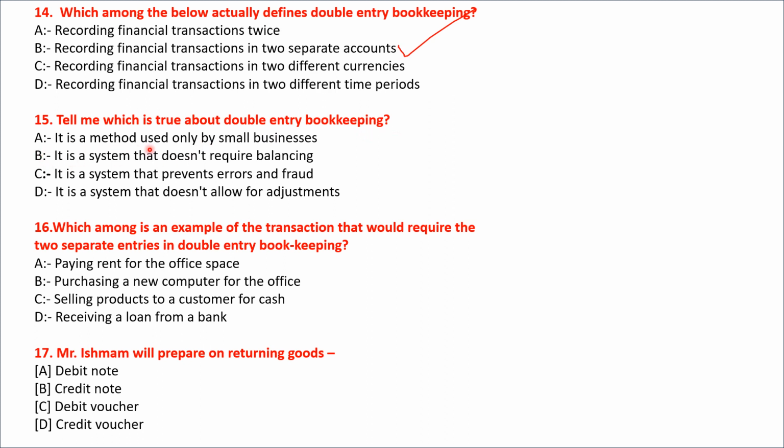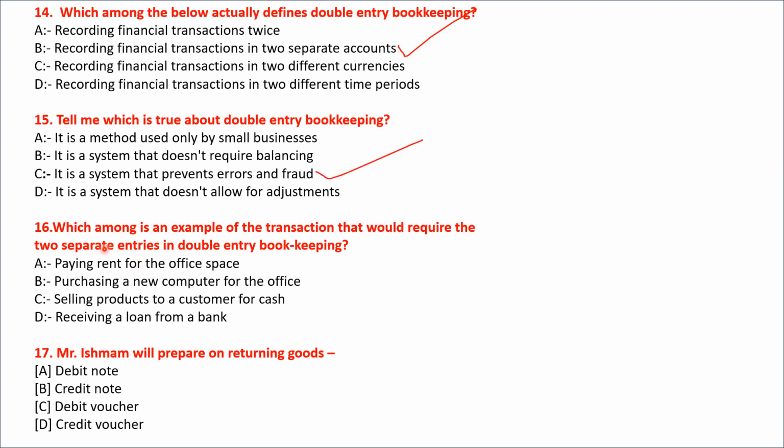It is a method used only by small businesses. Option B, it is a system that doesn't require balancing. It is a system that prevents errors and fraud. It is a system that doesn't allow for adjustments. So the right answer will be option C. It is a system that prevents errors and fraud. Okay, so option C will be the right answer.